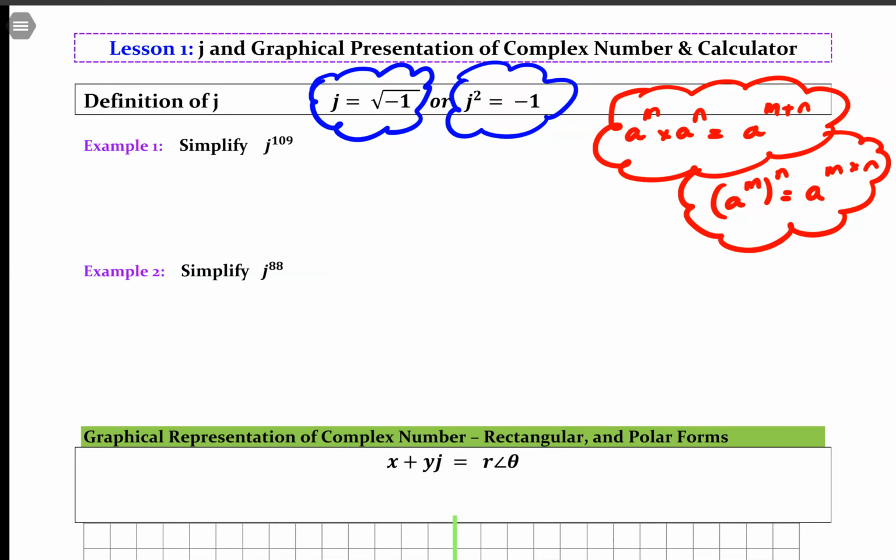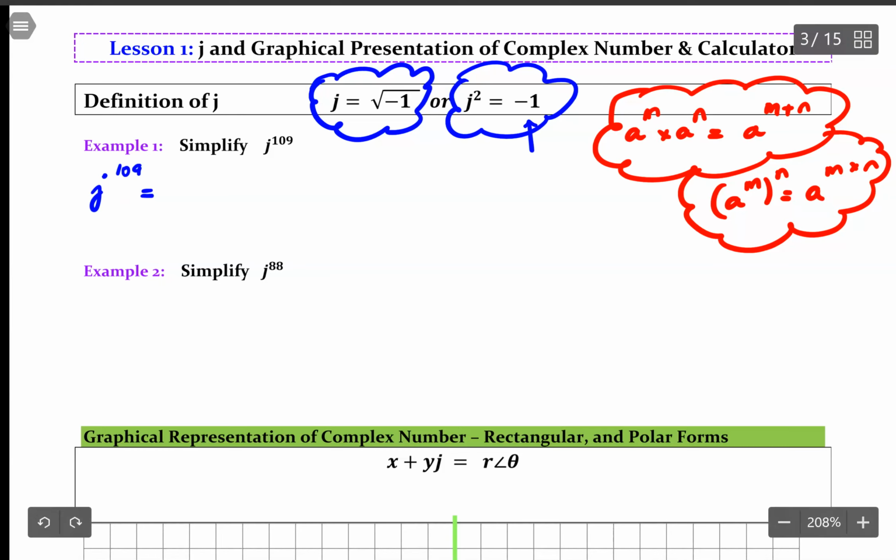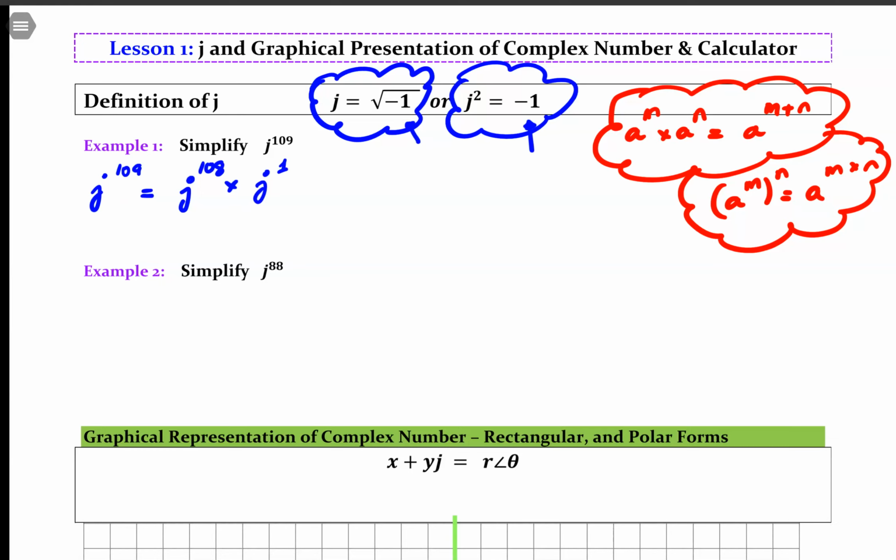Alright, so let's write this down. j to the exponent 109. In order for me to simplify this, I have to base on the definition of j. So in this case I will break this exponent into two. I will write it as j to the exponent 108 times j to the exponent 1, because 108 add 1 will equal 109. I apply these formulas right here.